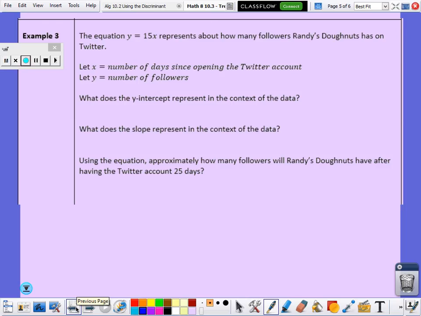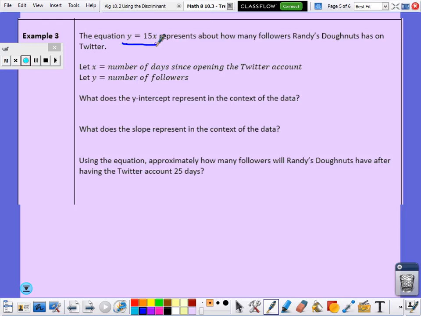Okay, so we have the equation y equals 15x. It represents about how many followers Randy's Donuts has on Twitter. Something we can relate to, Twitter followers. X is going to be the number of days since opening the Twitter account, and Y is going to be the number of followers. What does the y-intercept represent in the context of the data? What is our y-intercept in this equation?